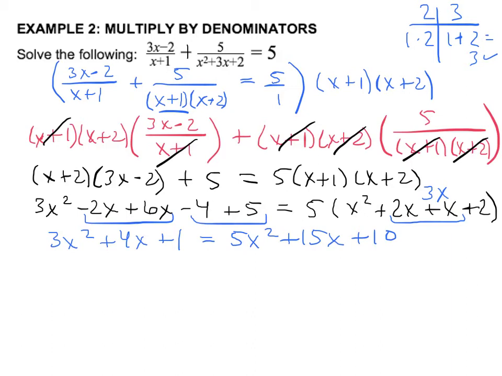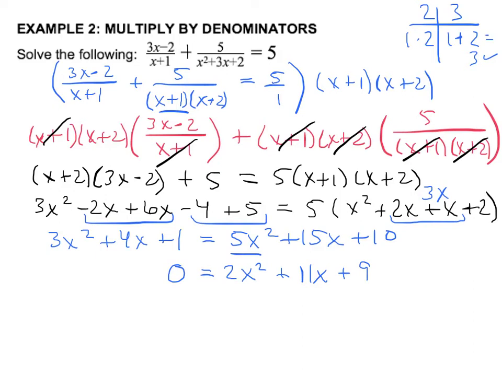When we move things to one side or another, we do this based on what's going to give us the bigger x squared term, so the more positive x squared term. So it looks like we want to move everything to the right because 5x squared is bigger than 3x squared. So when we do that, we're going to have 0 on the left, and then we're going to subtract 3x squared from 5x squared, which gives us 2x squared. The 15x minus 4x gives us plus 11x, and then the 10 minus the 1 gives us plus 9.